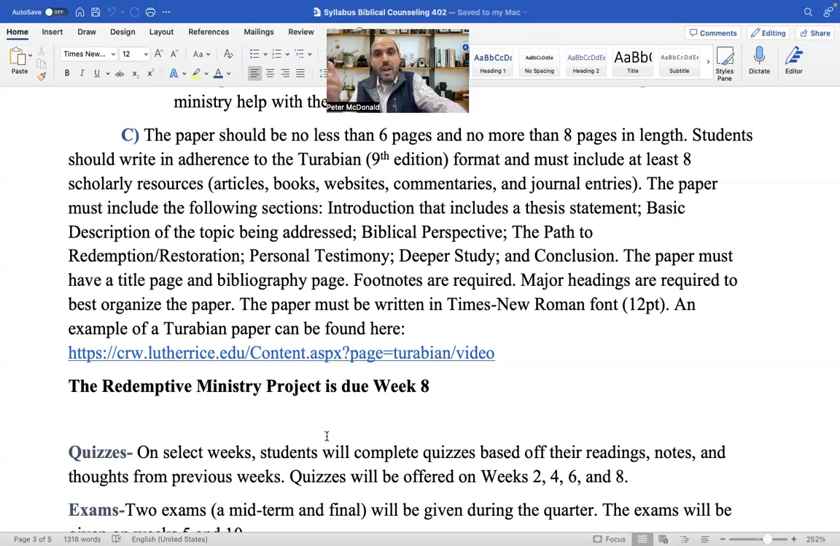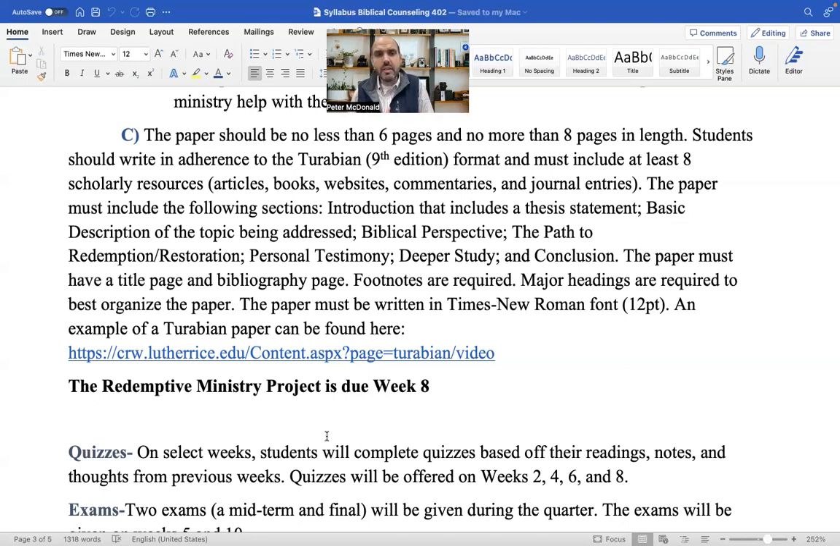I will not accept WebMD. Okay, so please, let's get into some scholarly work. Let's get into some writers that have PhDs and doctoral theses, and use books that are not just popular, but also are scholarly in their research.